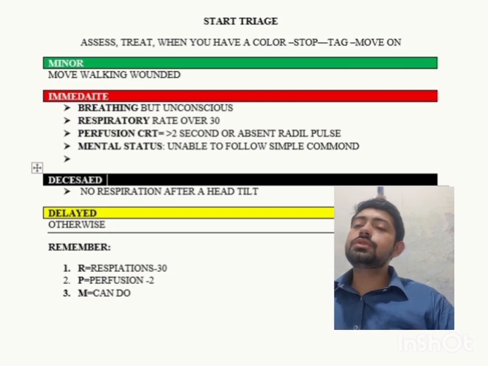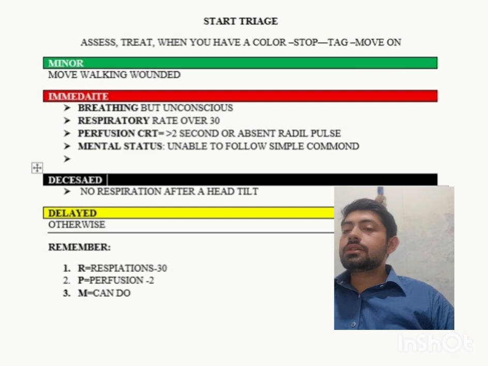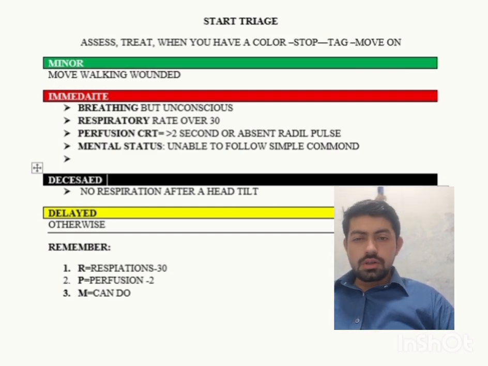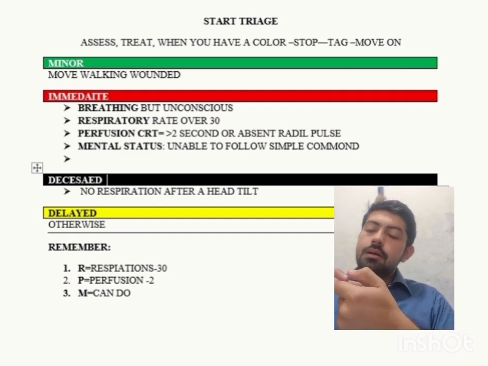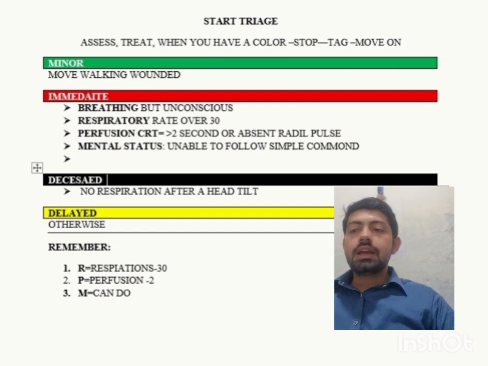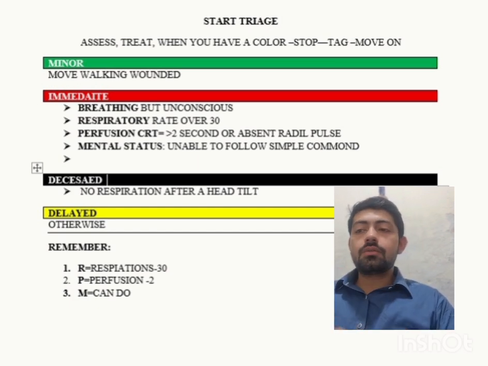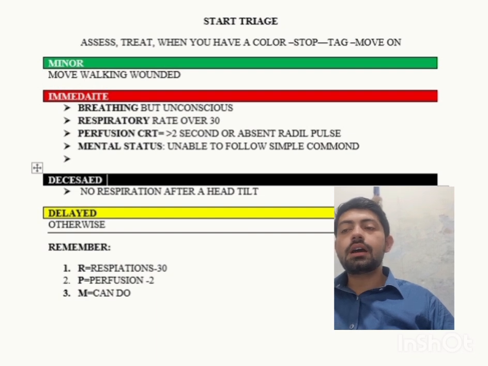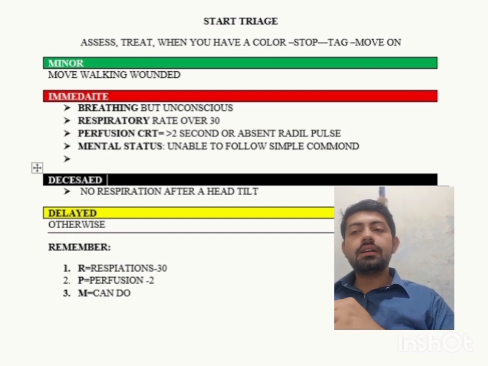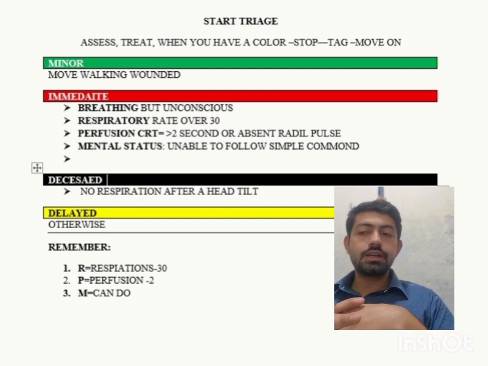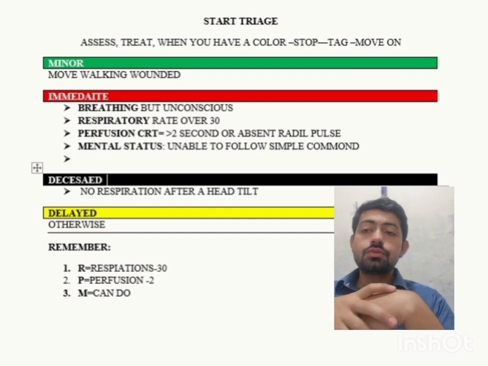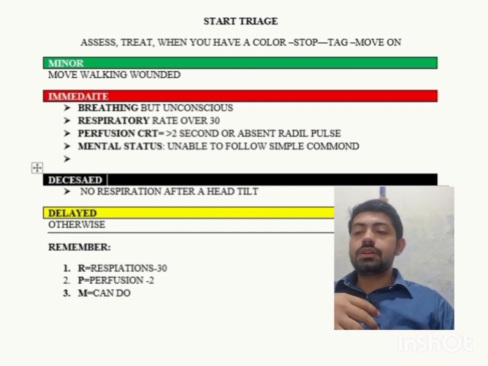The second thing is perfusion. Perfusion means blood circulation to the body's tissues. The rescuer may quickly assess it by pinching the finger, waiting at least a few seconds, and checking how quickly the color changes. That is capillary refill time, along with radial pulses. Capillary refill normally returns within 2 seconds. If it is more than 2 seconds, the patient is tagged red, and if the radial pulse is absent, the patient is tagged red. This is an immediate situation and needs urgent care.